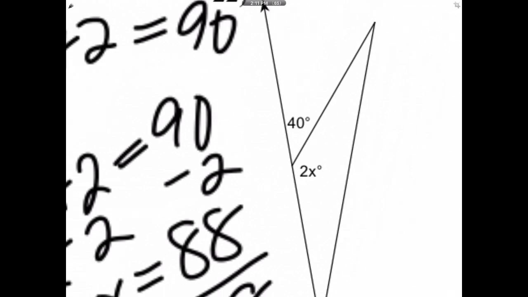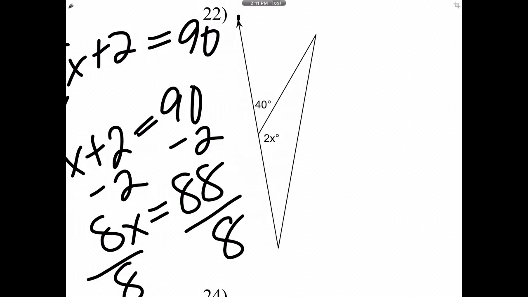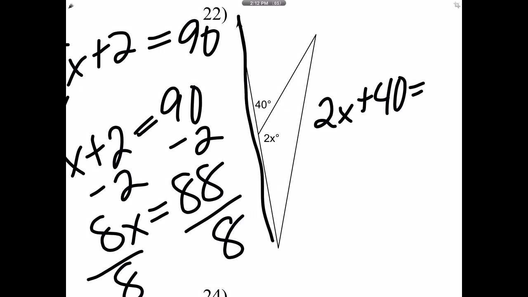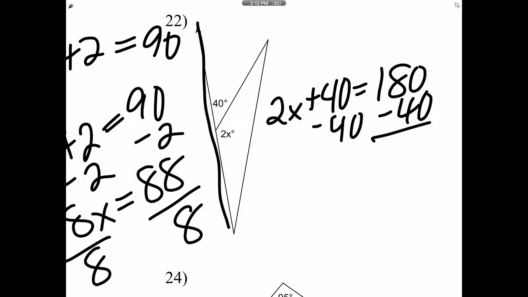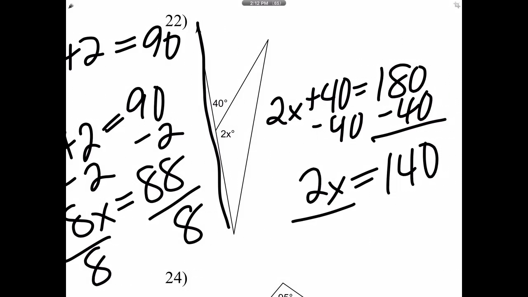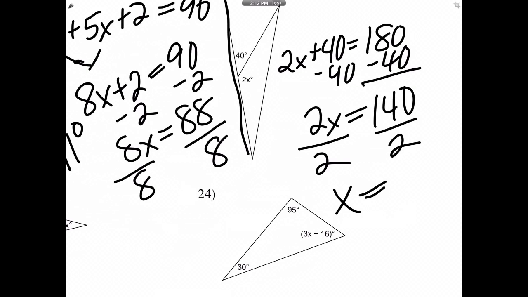All right, let's look at this one. It's kind of weird, but it's a straight line. That's 180 degrees. So literally it is 2x plus 40 equals 180 degrees. Subtract 40 from this, subtract 40 from this. So we end up with 2x equals 140. And then divide by 2, and x equals 70 degrees.